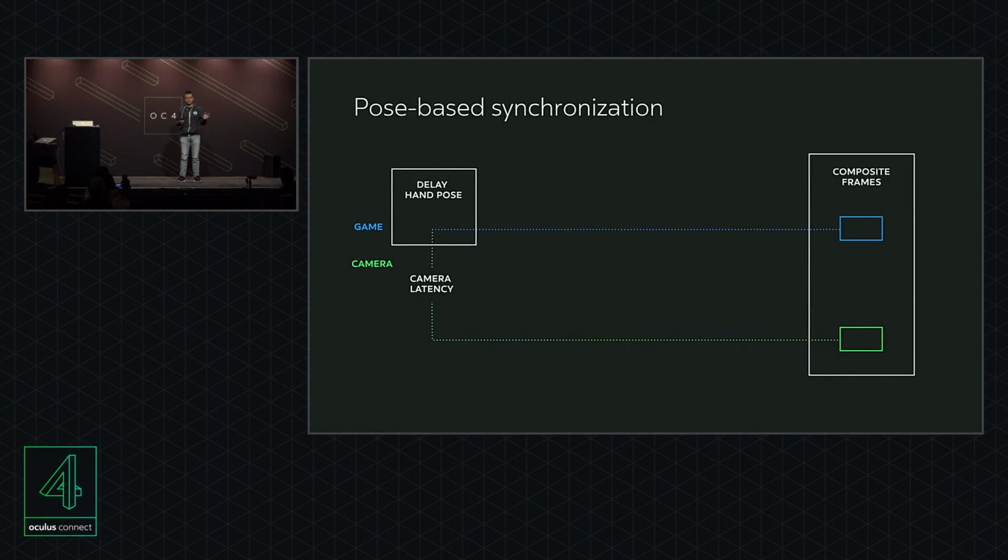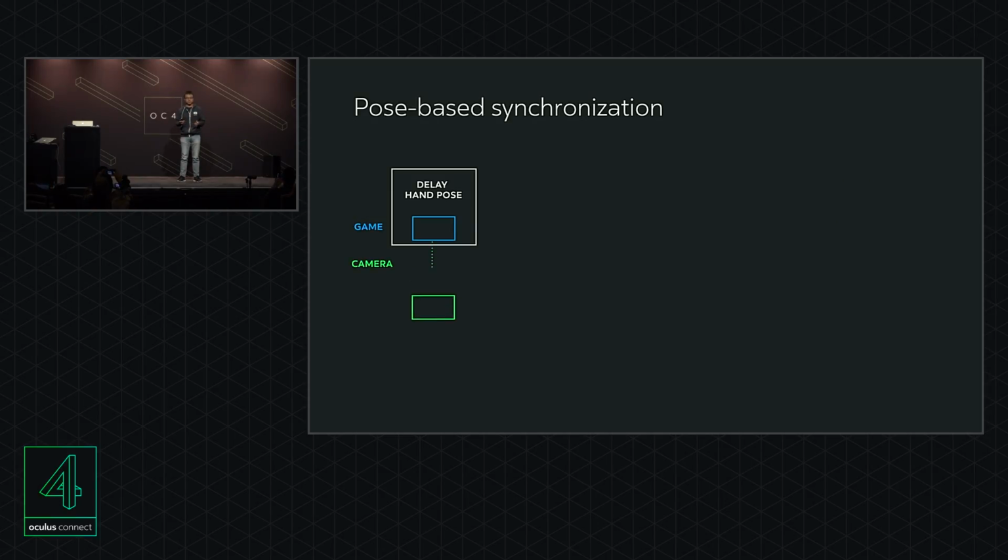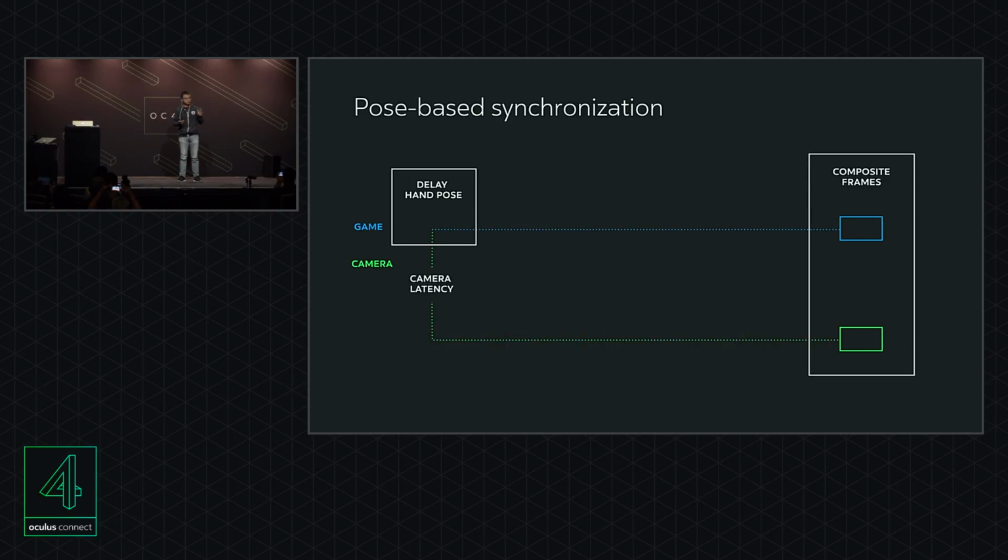In the pose-based synchronization, we delay the hand pose update a little bit to match the camera latency, like this. If we don't do any synchronization, the most significant problem we will notice would be the mismatch of the hand poses. Pose-based synchronization solves the problem.